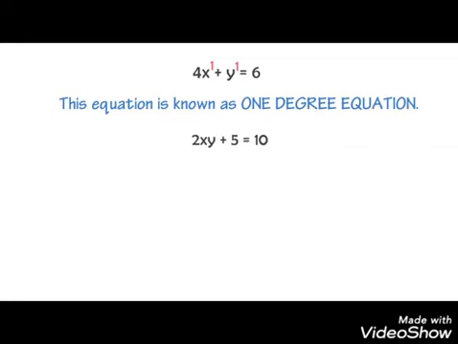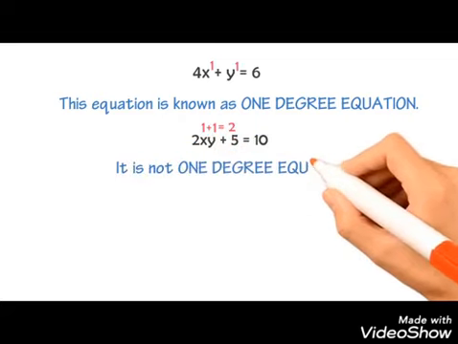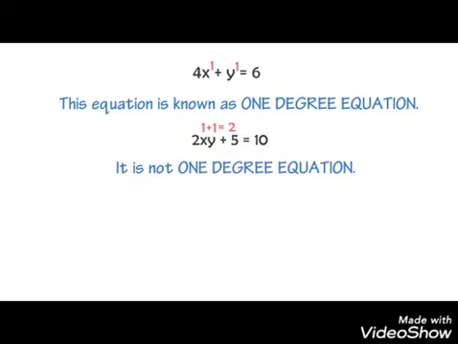This equation has also three terms: 2xy, 5 and 10. The term 2xy is considered as one term. The power of x is 1 and the power of y is also 1. Hence 1 plus 1 is equal to 2. Thus the highest power of this equation is 2. Therefore it is not a one degree equation. Hence it is also not a linear equation.